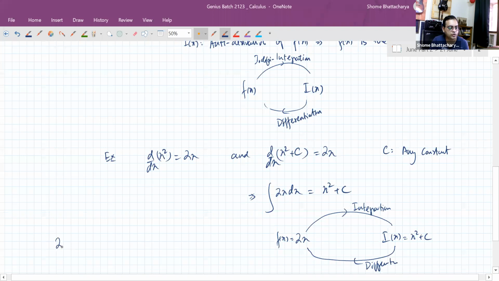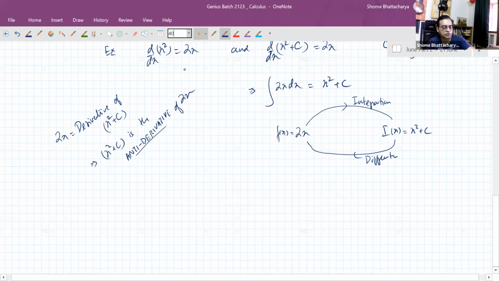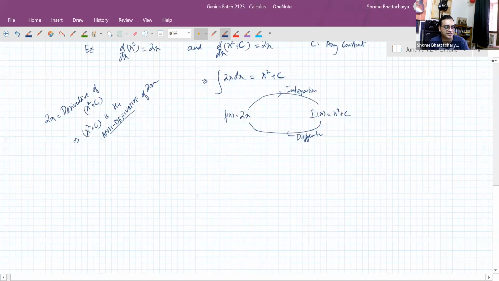So in general, we can say that 2x is the derivative of x squared plus c. So that means that x squared plus c is the antiderivative of 2x. So integration gives us the antiderivative. This is the meaning of the operation. So I hope with this example, it is more clear now what we mean by the term antiderivative.